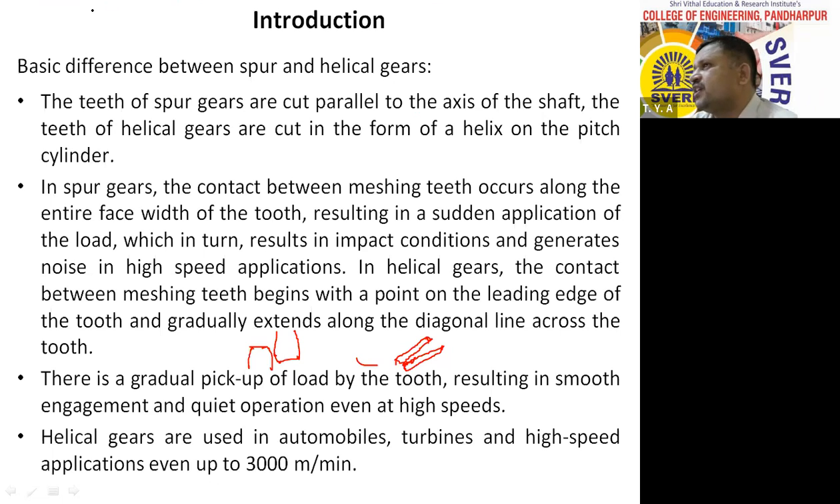In case of spur gear, the contact between meshing teeth occurs along the entire face width of the tooth, resulting in sudden application of the load, which in turn results in impact conditions and generates noise in high-speed application. In helical gear, the contact between the meshing teeth begins with a point on the leading edge of the tooth and gradually extends along the diagonal line across the tooth.